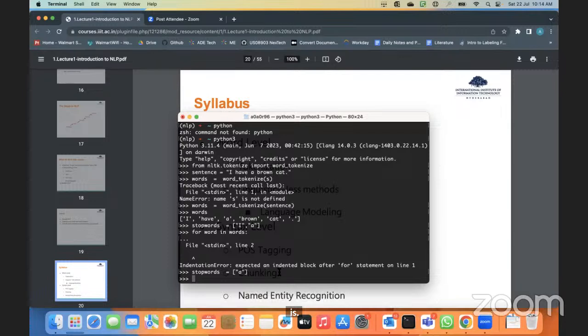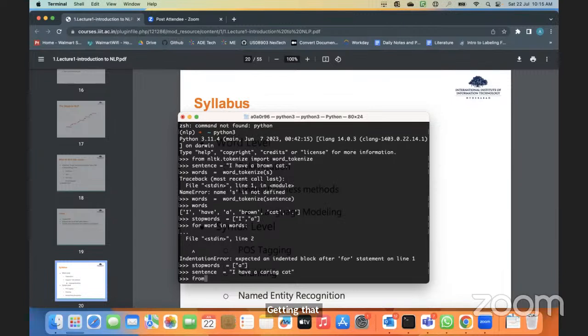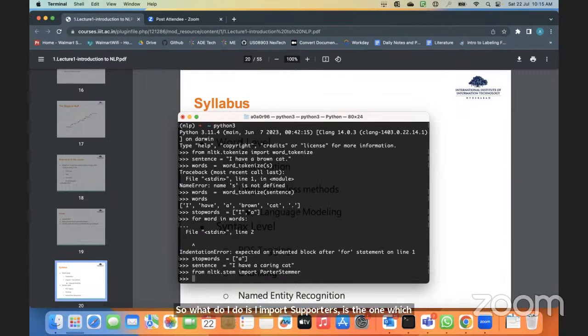And if you want stemming, let's say I change the sentence to I have a caring cat. What I do is I import nltk.stem. Porter stemmer is the one which we usually use for normal stemming. It's enough for basic English words. And so we then define a stemmer object.